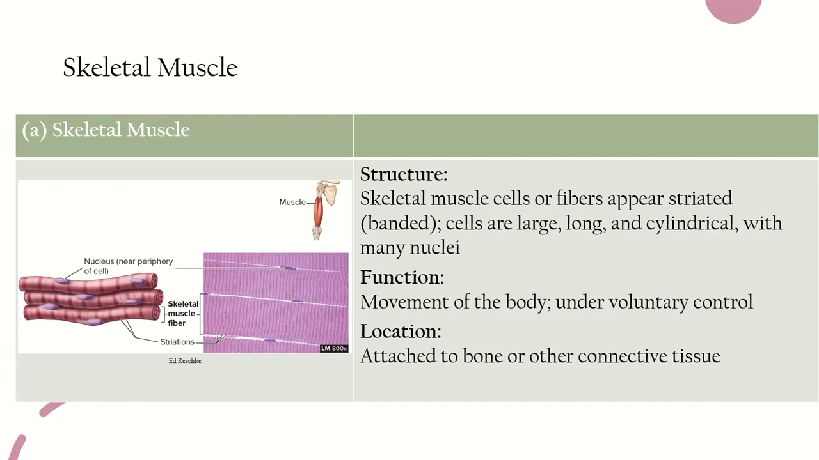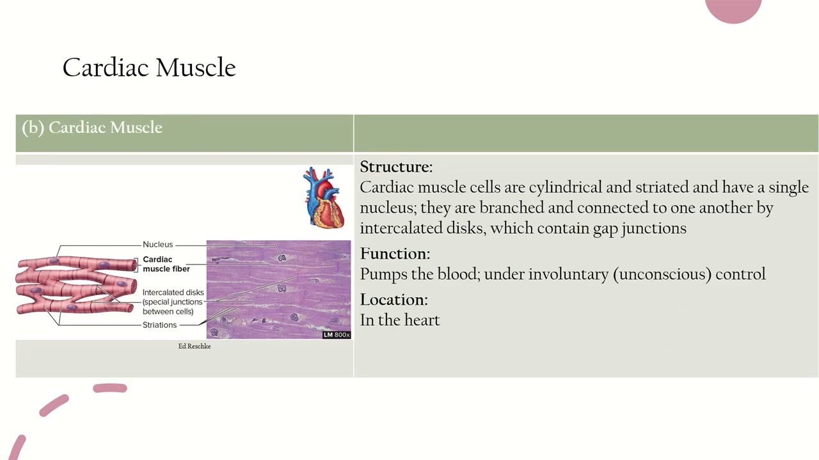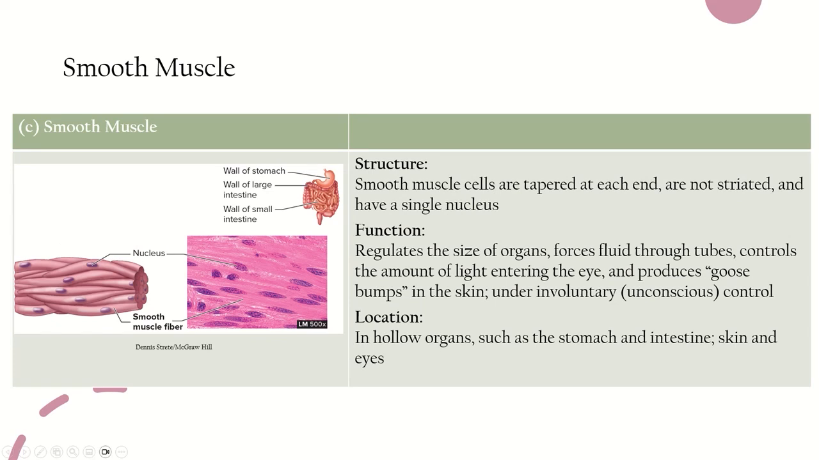So skeletal muscle: movement of the body, attached to bone or other connective tissue, and it's striated, right? Long and cylindrical, with many nuclei in the cell, so it's multinucleated, which is interesting to think about. Again, we're moving through this quickly because we'll hit all of these tissues in their own chapters, okay? We have cardiac muscle, which pumps the blood, still striated, only found in the heart, with intercalated discs and so forth, multinucleated as well. And then we have smooth muscle, which is not striated, right? Maybe around the wall of the small intestine is another location, the stomach, and a lot of other locations that you don't necessarily think about. All right.